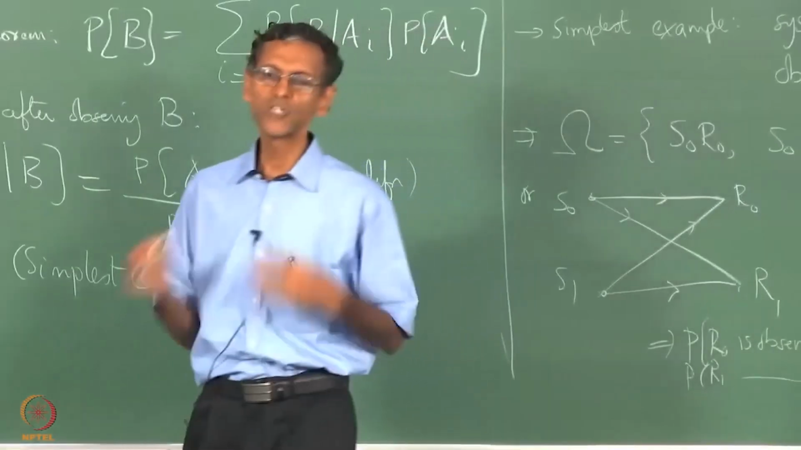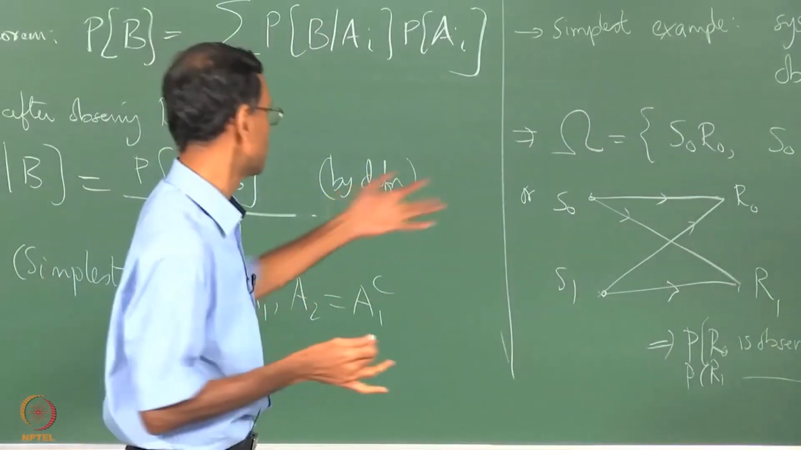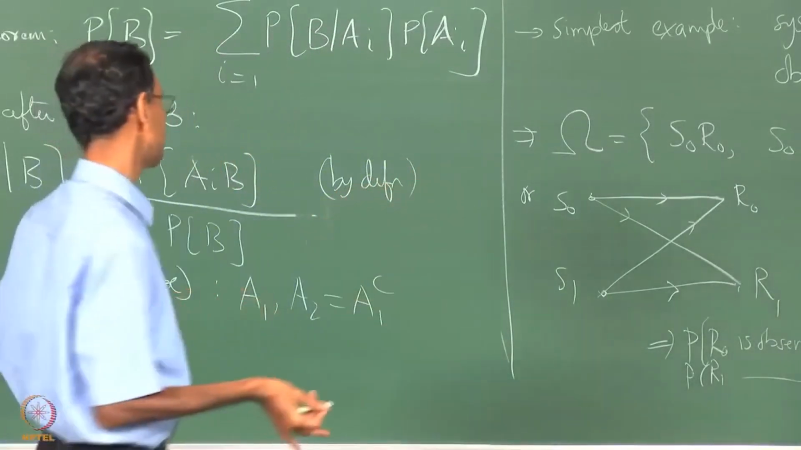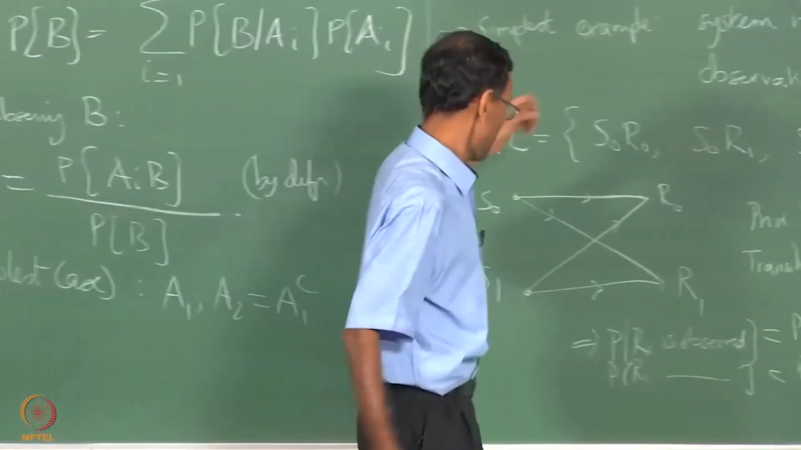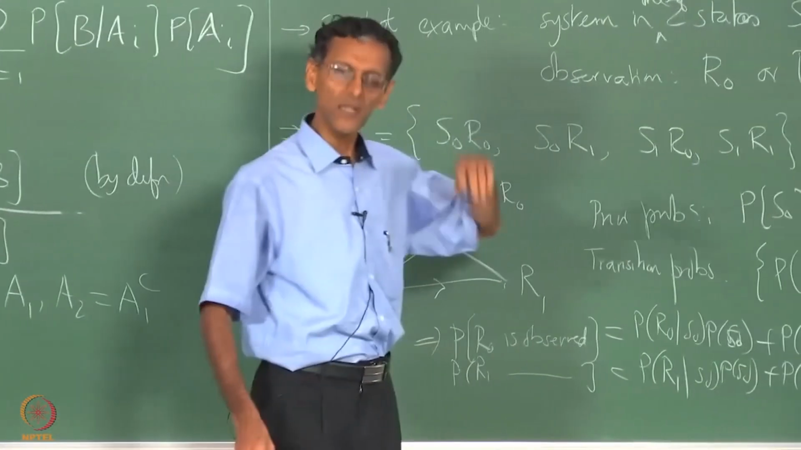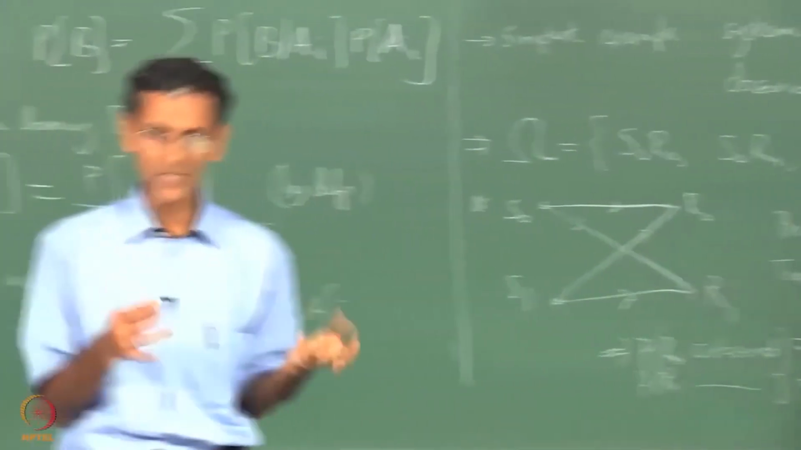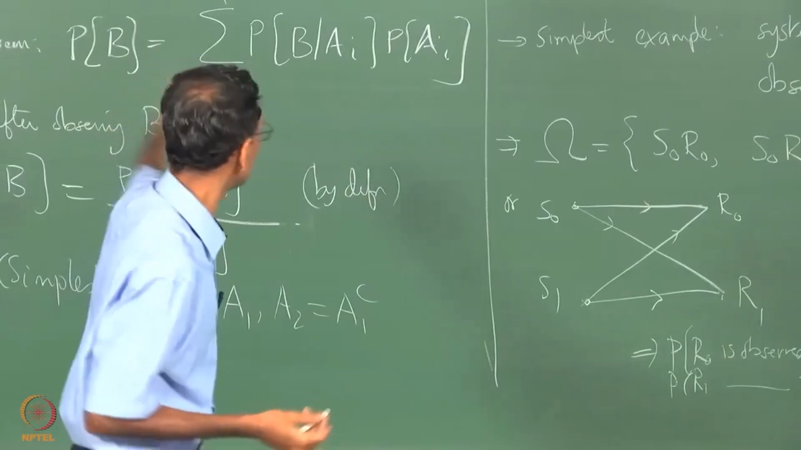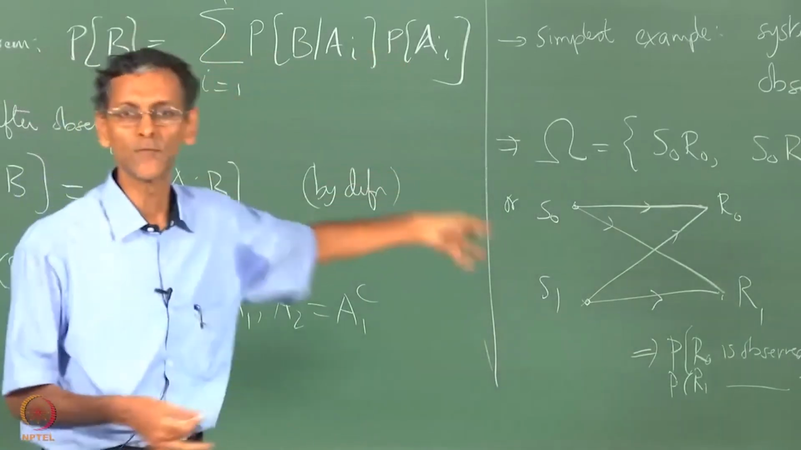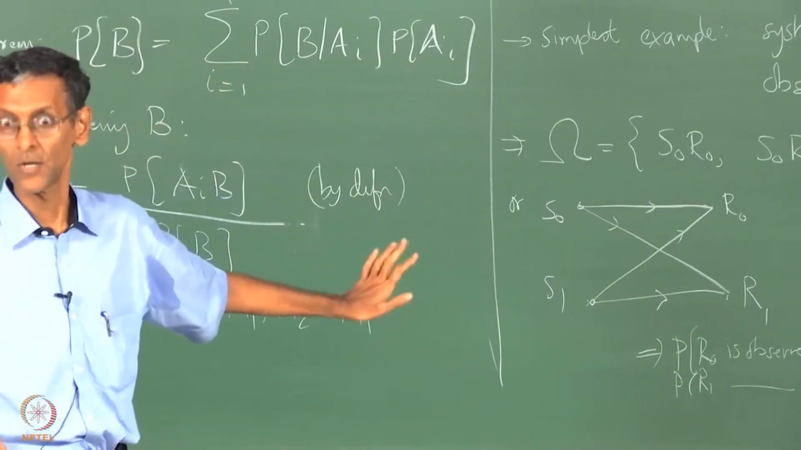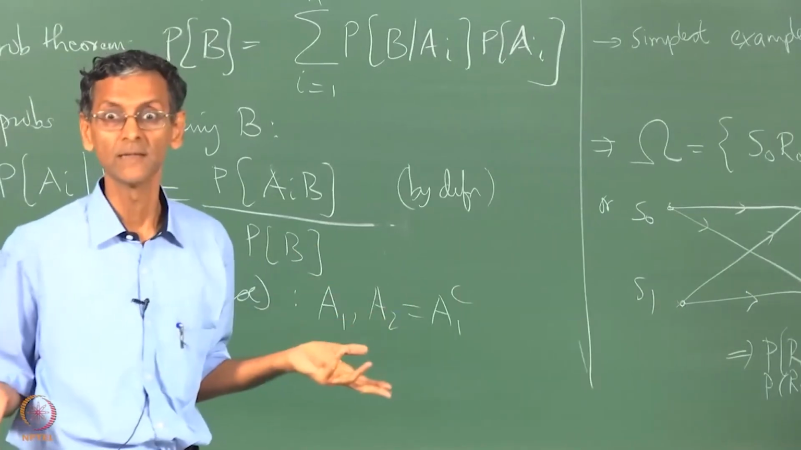Now what would be the posterior probabilities, which I am not going to exhaustively write down. You can write them down yourself. Given that you observe R0, what is the probability that S0 was the actual hidden state? That is P of S0 given R0, and obviously that can be written with all the stuff that we have already said. It is not a big deal.